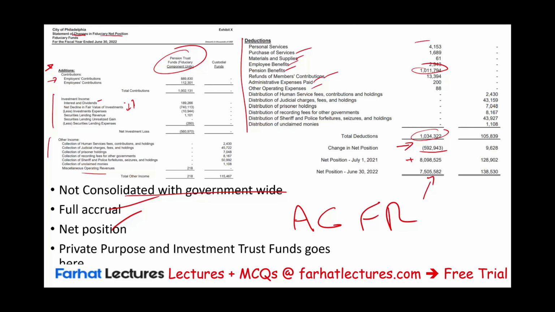What else am I going to do? I'm going to go over the government-wide financial statements. I'm going to go over the MD&A of this ACFR. I'm going to go over the notes. I'm going to go over the required supplementary information. So you have to have a good understanding of what goes under the annual comprehensive financial report.